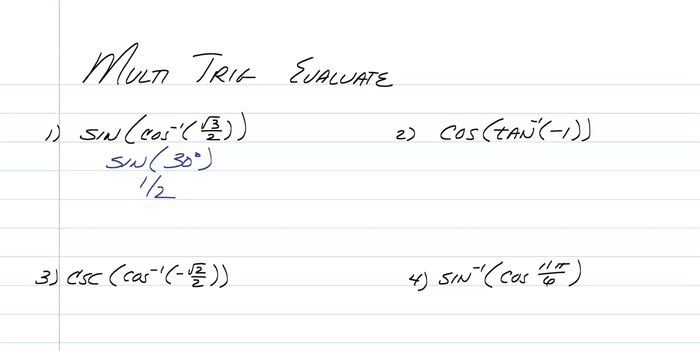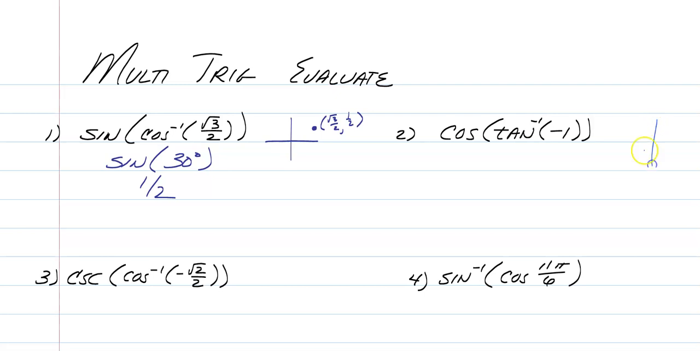If you are having trouble visualizing this, you most definitely want to get out your unit circle to be able to reference it. But basically what just happened is this. Where is cosine root 3 over 2? That's when x is root 3 over 2, right here at 30 degrees. And what is the y value? What's sine of 30 degrees? That's 1/2. Okay, that's how we did that first question.